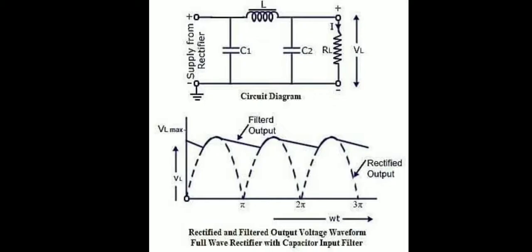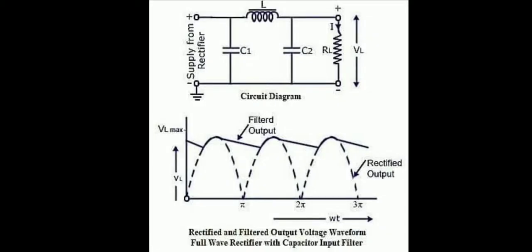For example, an inductor allows the DC to pass through it, but it blocks AC. On the other hand, a capacitor allows the AC to pass through it, but it blocks the DC. Some of the important filters are the inductor filter, capacitor filter, LC filter, and pi filter.